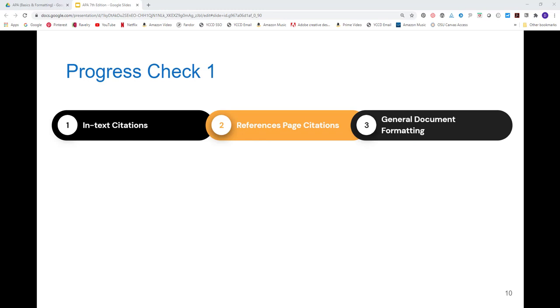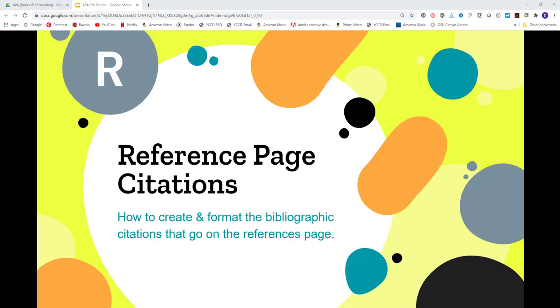Now that we have introduced you to document formatting, we are going to talk about the citations on your reference page. The following slides will include many examples to highlight how to create and format bibliographic citations. Although you will see many examples, they are provided as repetition to help you understand the basic components of a citation. There is no need for you to memorize all these details. Instead, look for patterns and recognize the differences between citations for different formats.